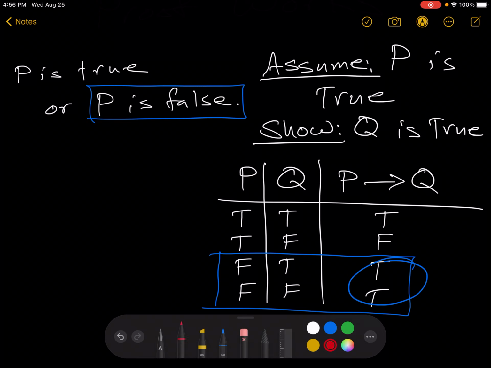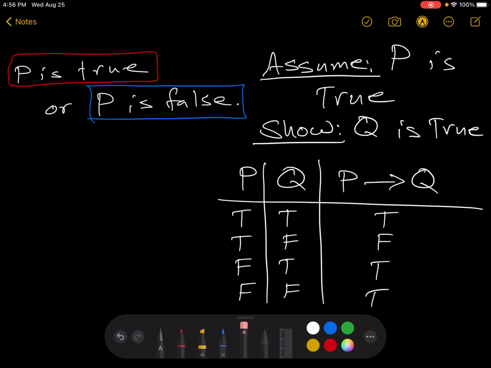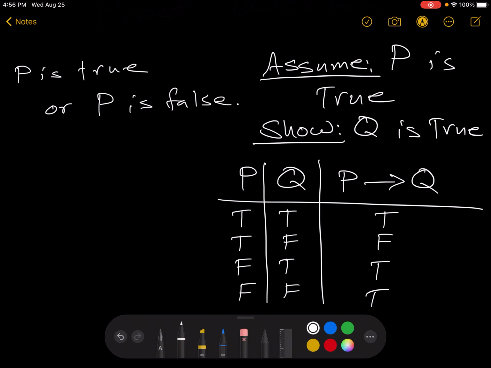So we may as well assume that P is true. Right? Because the only time we have any variation is when P is true. All right, so let me go over that again. P is either true or false. If P is false, then we're in either this row or this row. And look what happens. P implies Q is true. All right, so we may as well assume that P is true.